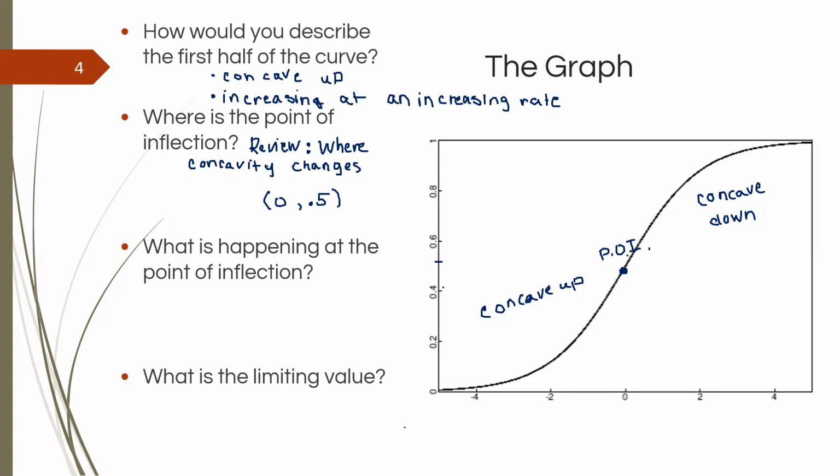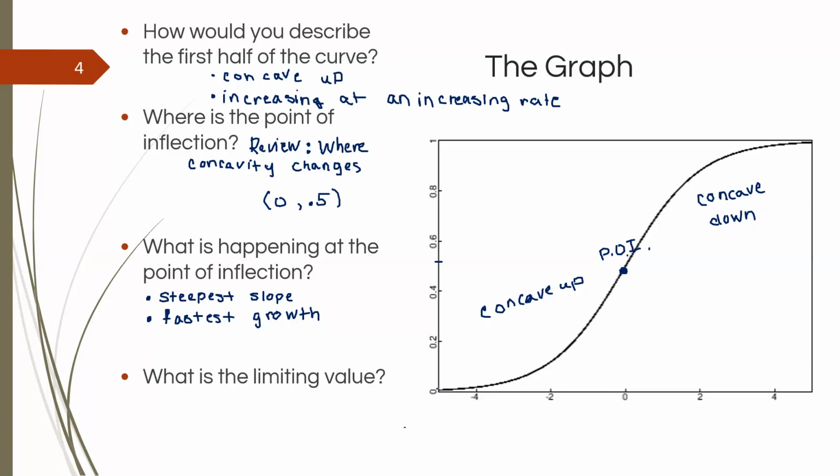Third, what is happening at the point of inflection? This is really important, and you're going to be asked quite a number of questions about it. The point of inflection is the steepest slope. Slope describes the rate of change, so it is the fastest growth. And again, we talked about that early in the class, but now it becomes important again.